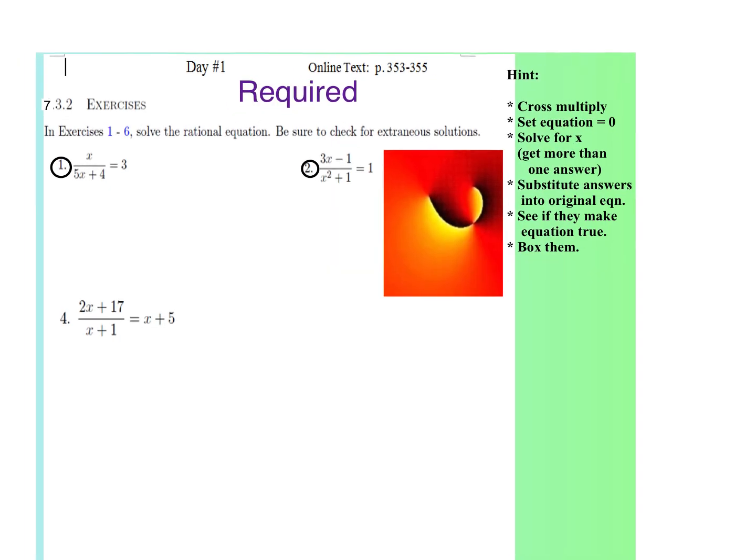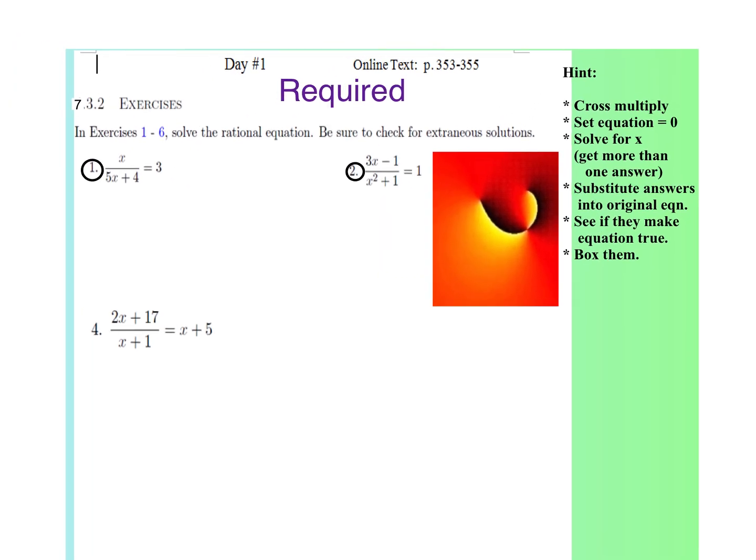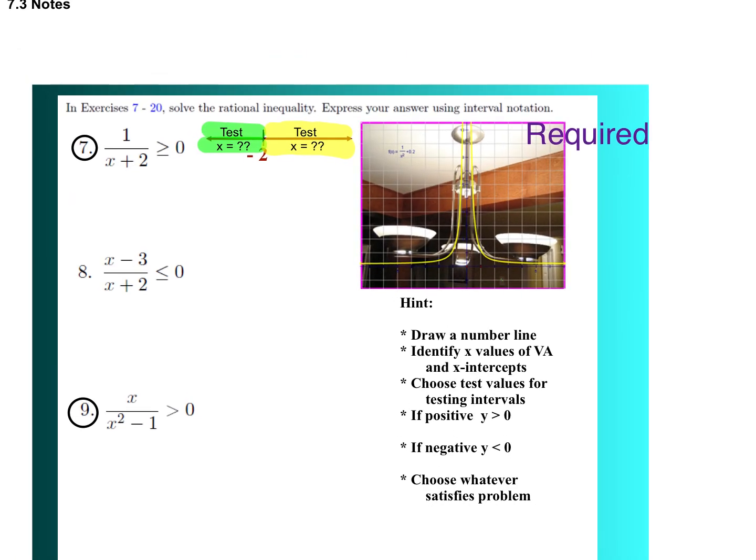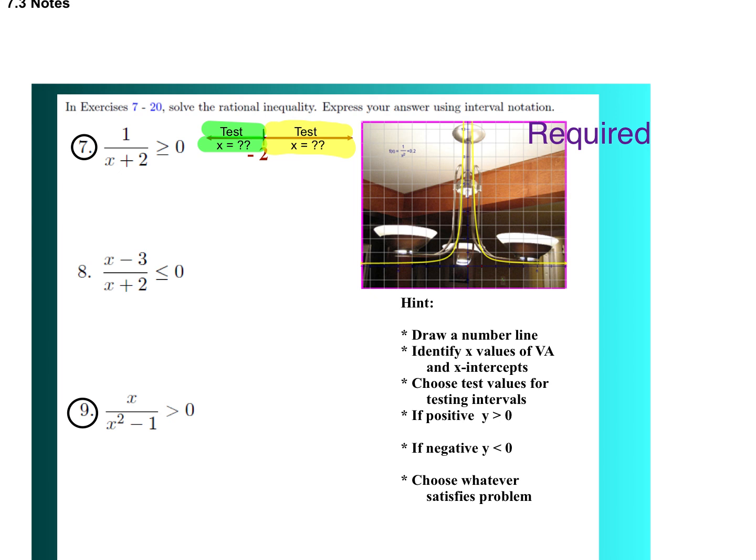Of your homework, I want you to do one of these kind that are easy, where you just clear the fraction by multiplying by the denominator. Solve one of those. Let's do one more because it's a quadratic. You'll just multiply on both sides by x squared plus 1. And then I want you to try one of these tougher ones where you can't multiply by x plus 2 on both sides.